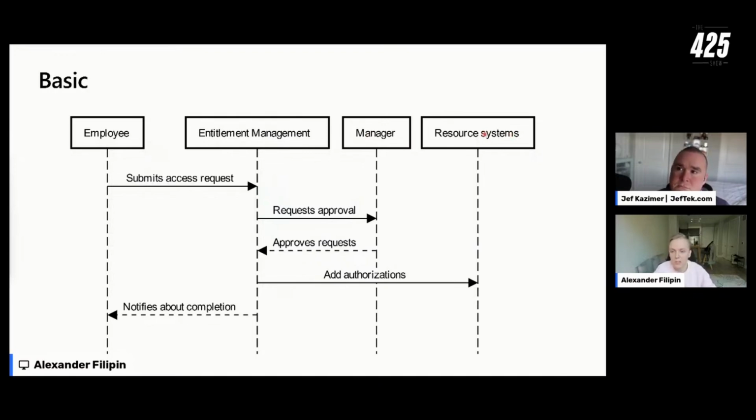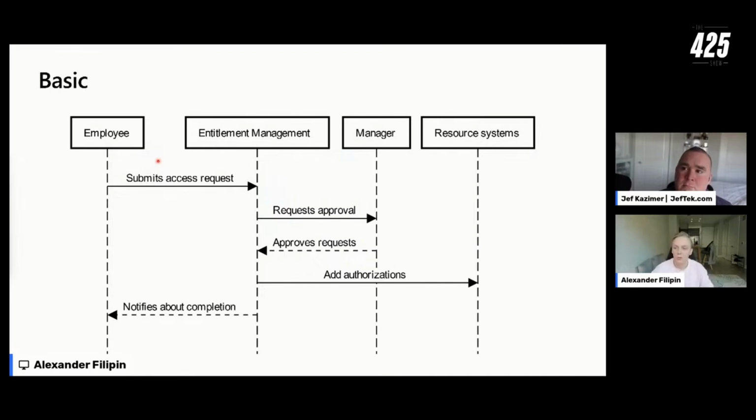So it's pretty much the process that I just described. Someone submits the access request, entitlement management would request the approval, the request gets approved, then entitlement management will provision or add the authorizations in that resource system, and then afterwards the user will get notified. So that's the basic process without custom extensibility.